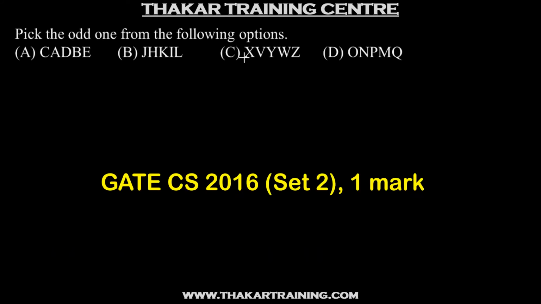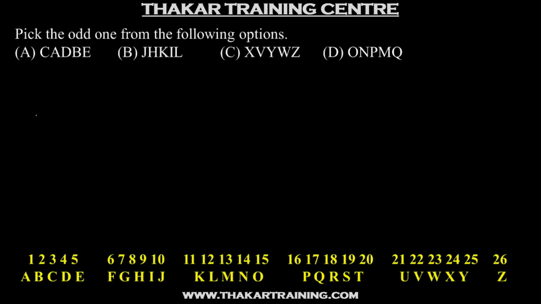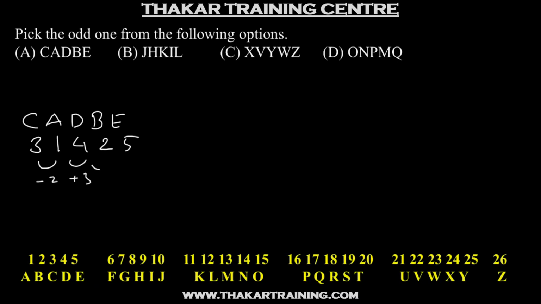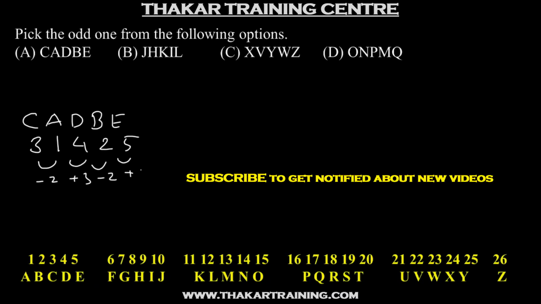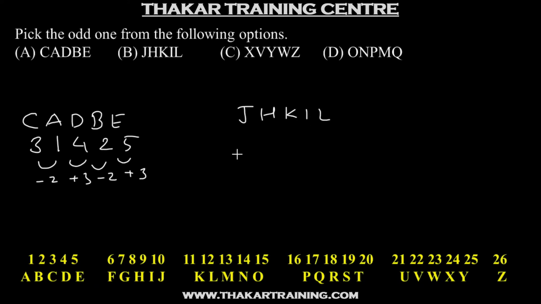Pick the odd one from the following options. So we have the first option is C, A, D, B, E. This is position 3, this is 1, this is 4, this is 2 and this is 5. So we have minus 2, plus 3, minus 2, plus 3. The second term is J, H, K, I, L. So J is 10, H is 8, K is 11, I is 9, L is 12. So here again we have minus 2, plus 3, minus 2, plus 3.